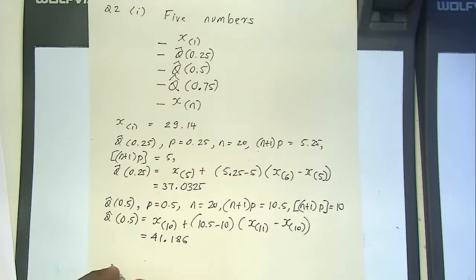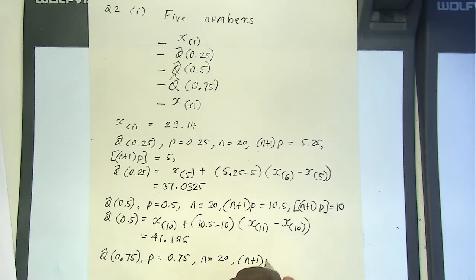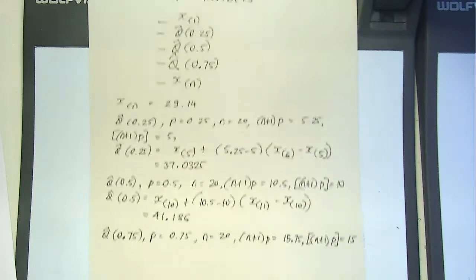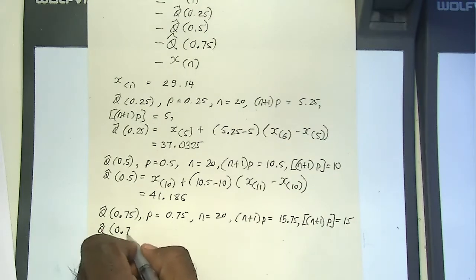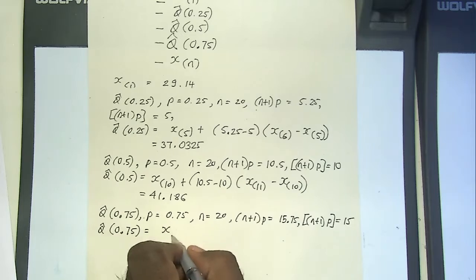Right, and the next one is the third quartile. The third quartile is Q hat at 0.75. So the P is 0.75, N is 20, N plus 1 times P is 15.75. And the integer part is 15. Right, so Q hat at 0.75 is 15.